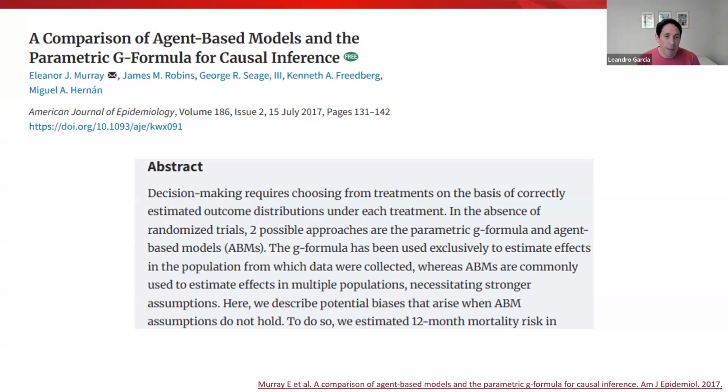So here's the beginning of the abstract. Decision-making requires choosing from treatments on the basis of correctly estimated outcome distributions under each treatment. In the absence of randomized trials, two possible approaches are the parametric G formula and agent-based models. I would argue that agent-based models are not something to be used in the absence of randomized trials. They don't serve that purpose, especially if we're coming from a systems-informed approach on how to address, for instance, obesity or physical activity or poor diet in populations.